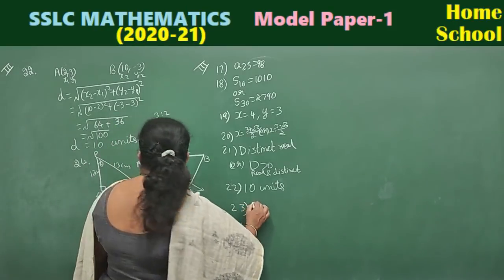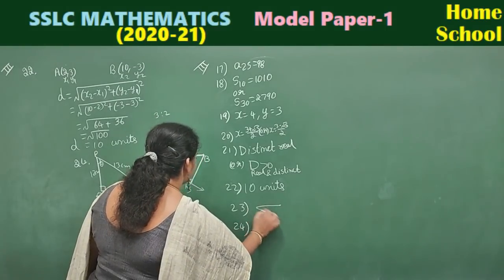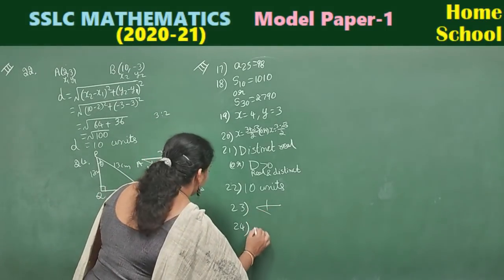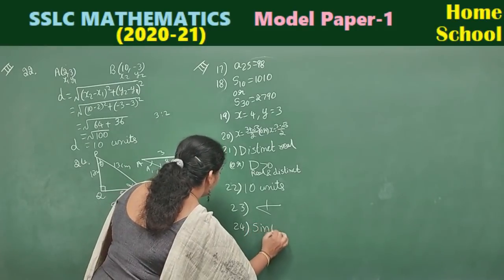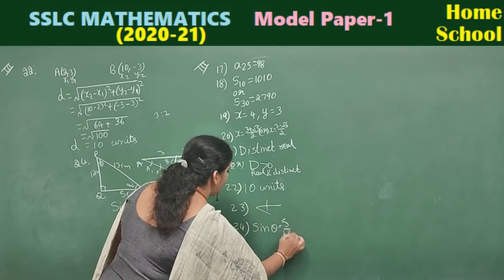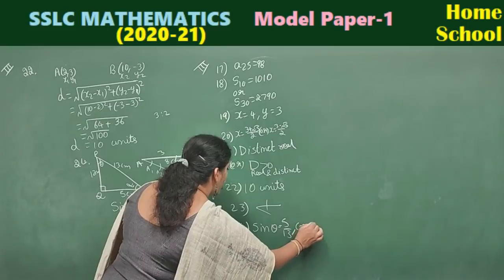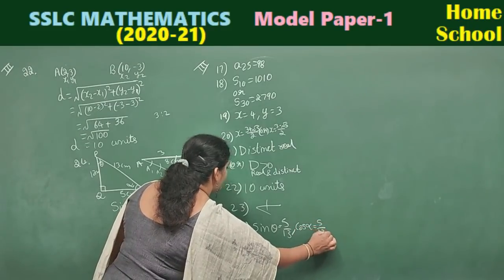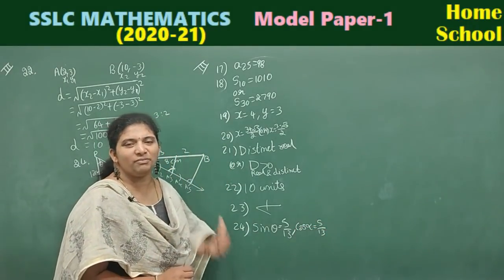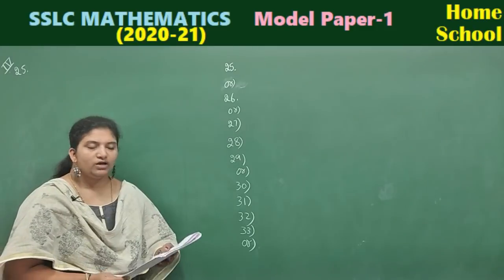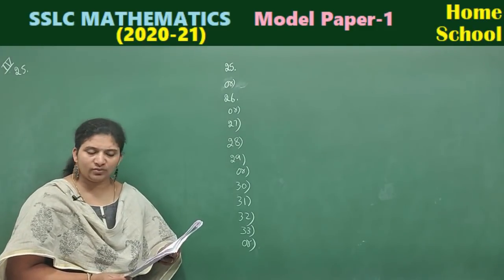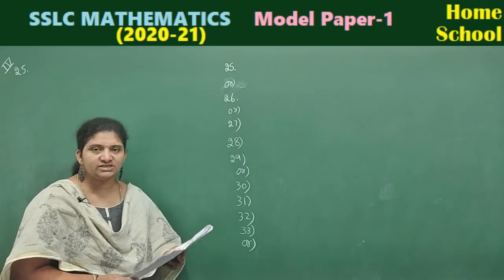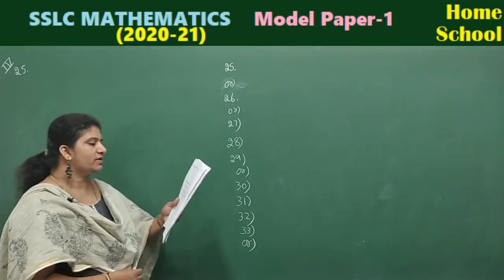Therefore, I'll just write this as a construction, children. You can divide this. And 24th one, sine theta is equal to 5 by 13 and cos alpha is equal to 5 by 13. Okay, with this we are going to complete our third main. Fourth main, answer the following questions. There are 9 questions, each carries 3 marks.